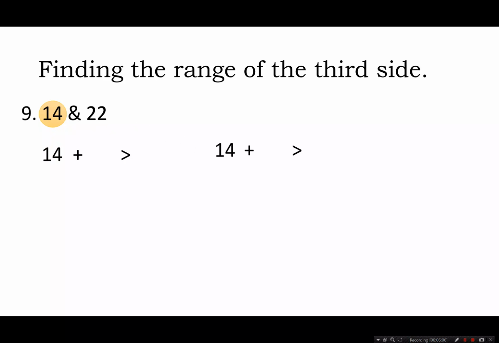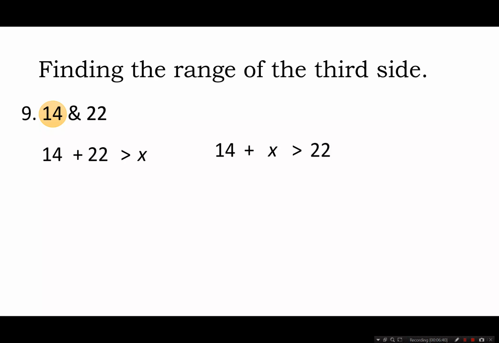Now, we don't know about 22 exactly, but it could be the middle number. So if it's the middle number, it would be in our first inequality on the left. And if it was the larger number, it would be in our second inequality on the right of it. So now we have 14 plus 22 is greater than something, and 14 plus something is greater than 22. But we want to know what that something is. So in math, if we don't know what we're looking for, we can always put a variable. So we're going to use x.